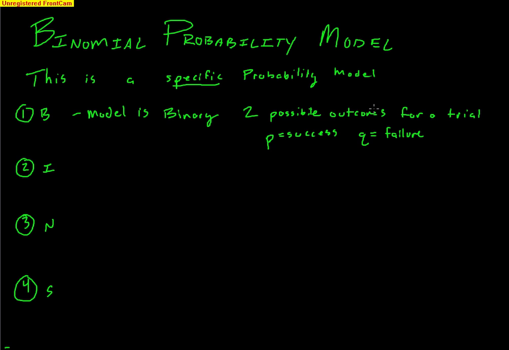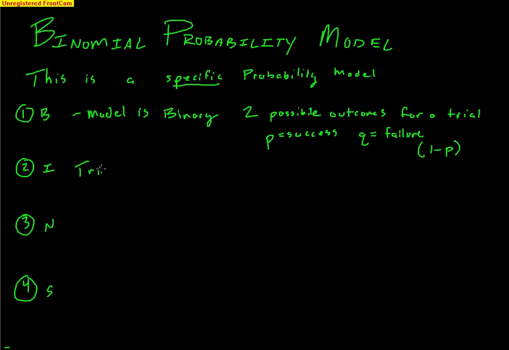So when a trial is done, we're going to say, "Ooh, that was successful," or "Ooh, that was a failure." There's nothing else. There are no other outcomes. That's why we call it binary, and that's also where we get the binomial from. 2 possible outcomes, success or failure. P is success, Q is failure. If you know P, Q can be found by doing 1 minus P. So obviously, if success is, say, 30%, then failure would be 1 minus 30%, or 100 minus 30%, or 70%.